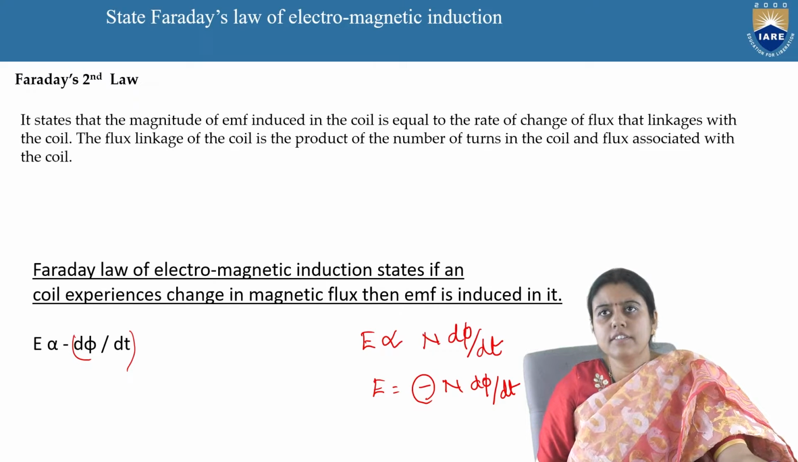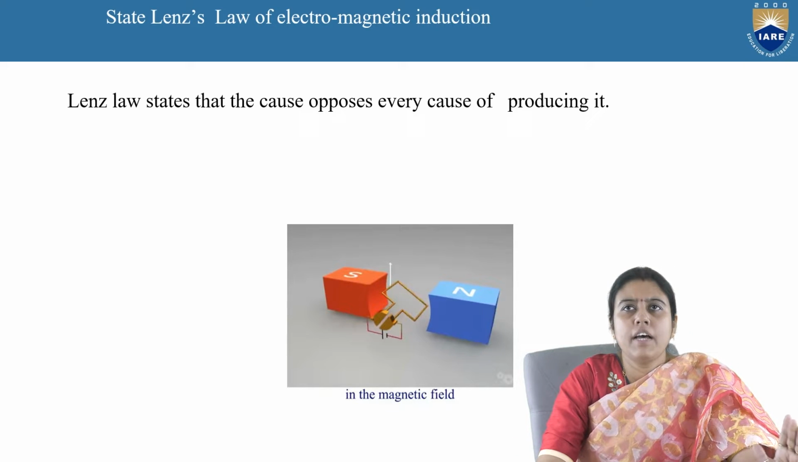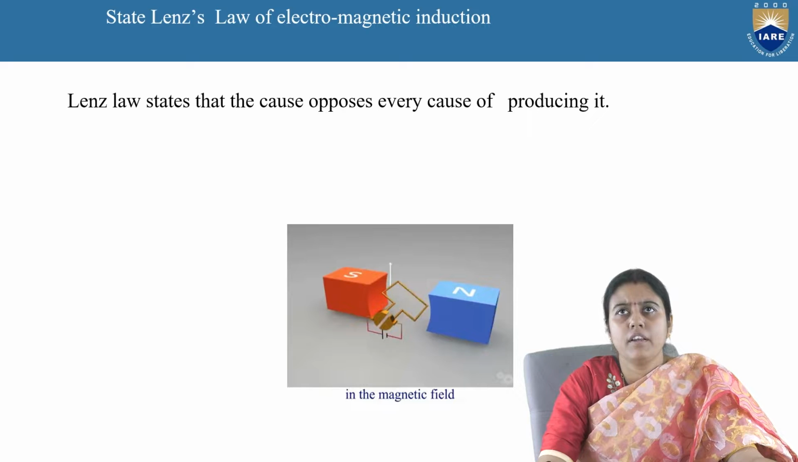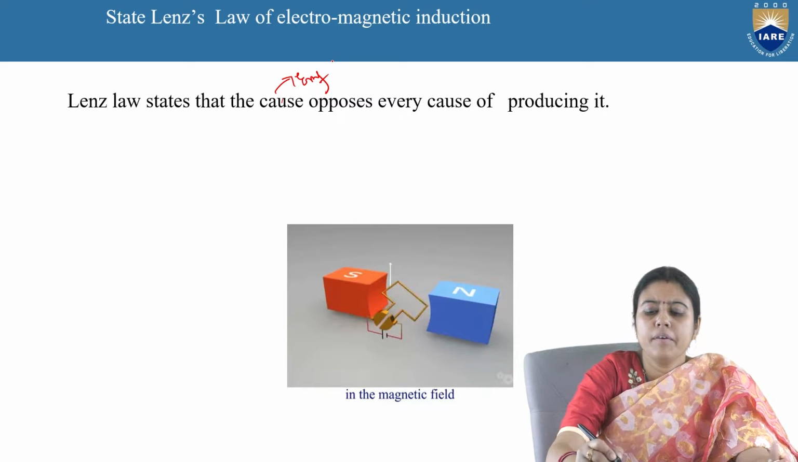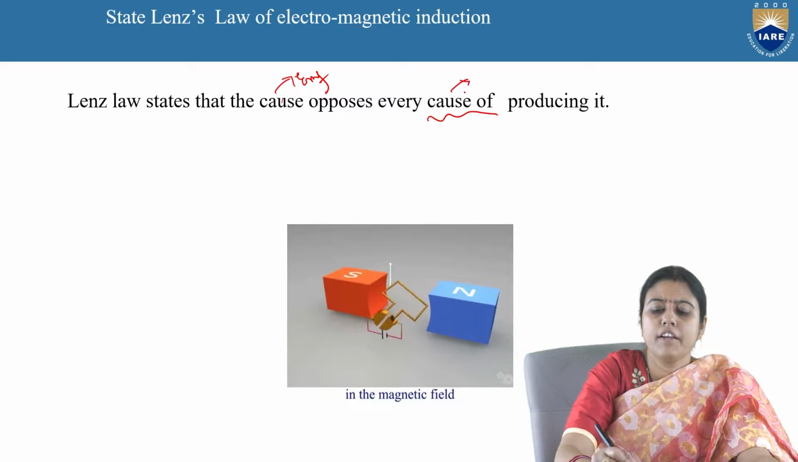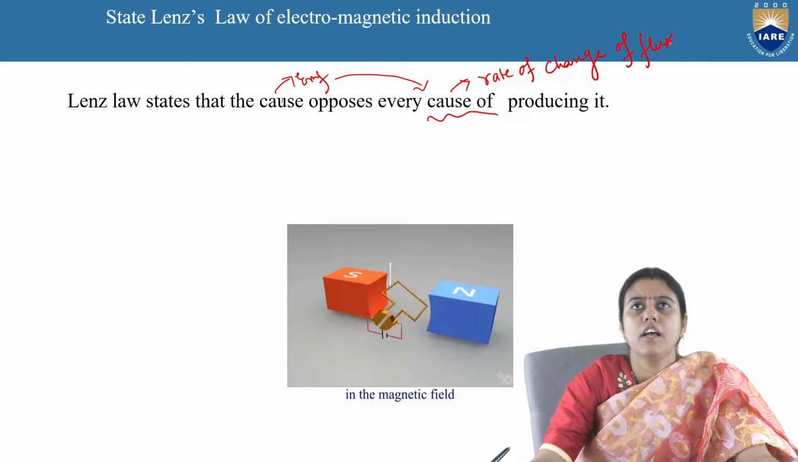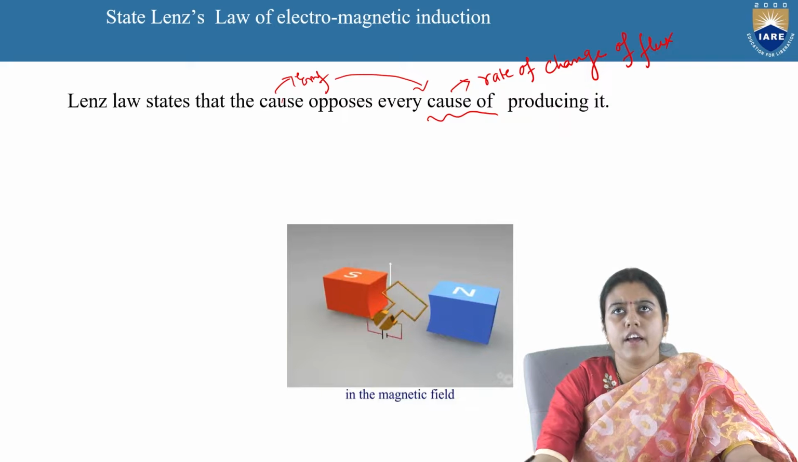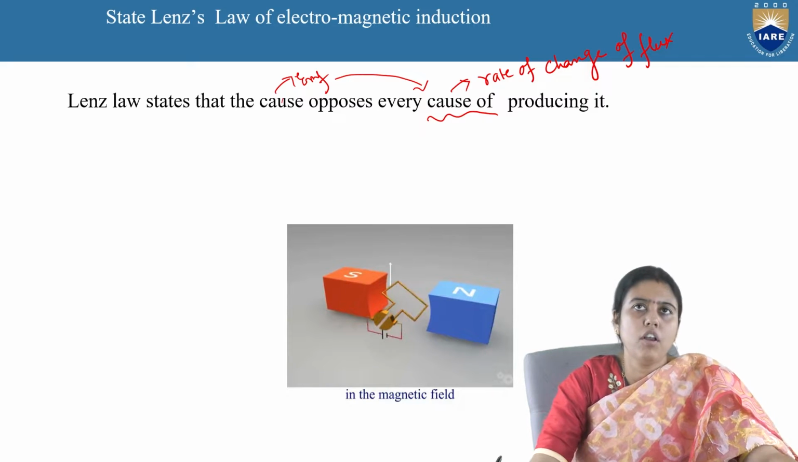We can discuss: what is Lenz law? Lenz law tells that the induced EMF opposes the cause of producing it. So what does it mean? The direction of the EMF will be opposite to the cause of producing it. So what is the cause of the EMF production? Rate of change of flux. So if there is a rate of change of flux, the EMF direction will be such that it will oppose its cause.